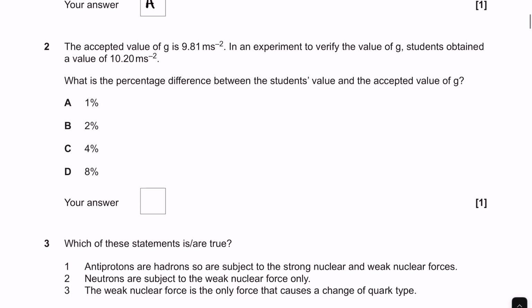Question number 2, it says the accepted value of g is 9.81. In an experiment to verify the value of g, the students obtained this value. What is the percentage difference between the student's value and the accepted value of g? Well, that's one of the easiest questions they can ask you. That's just basically the difference between the two over the original value, times it by 100, and you will obtain C as your answer.